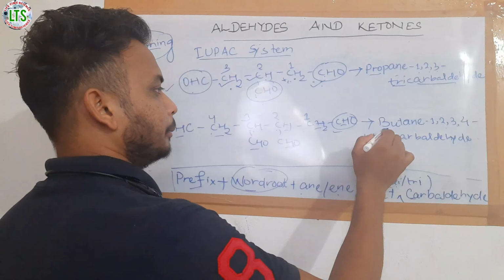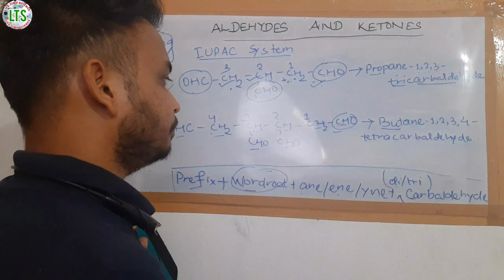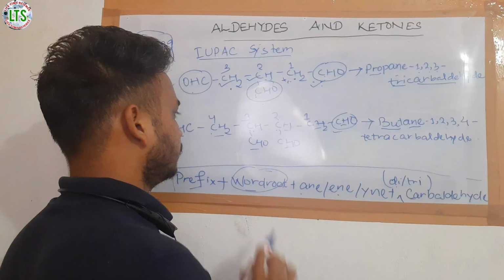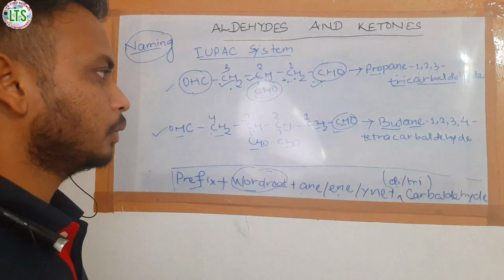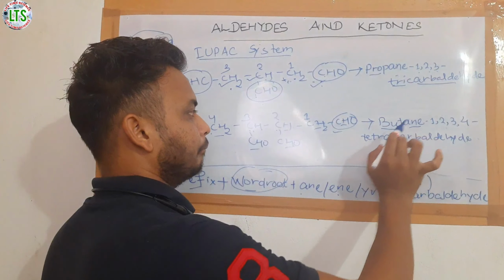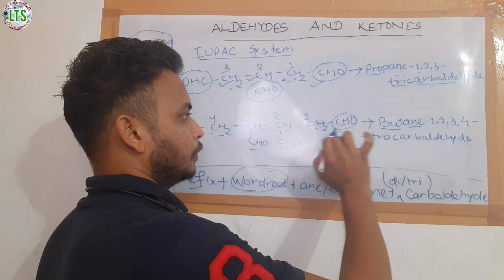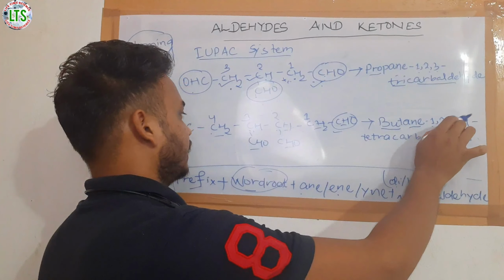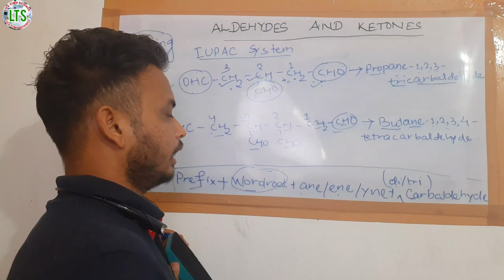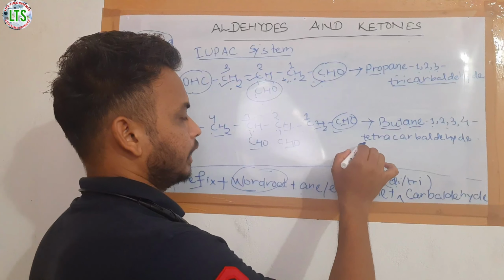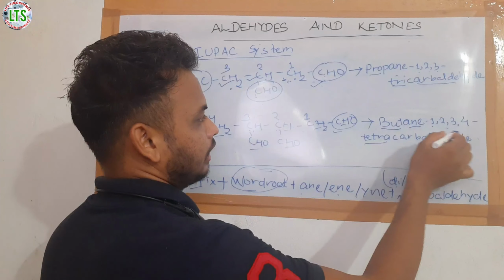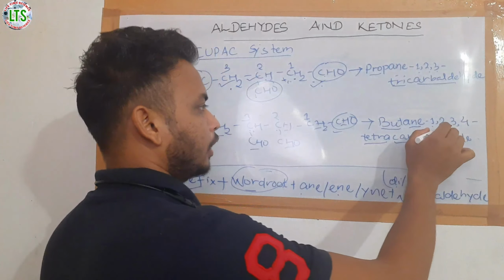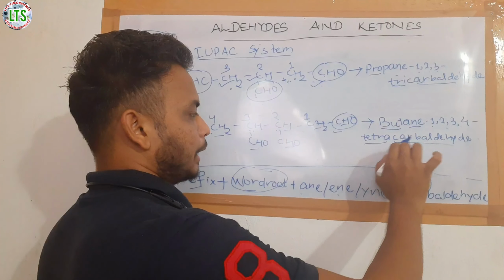So the word root will be but. Then we can write ANE, as there are no any type of double bond or triple bond in this compound. So ANE. Next, the position of CHO group is 1, 2, 3, 4. So we can write 1, 2, 3, 4. And as there are 4 CHO groups, so we can write tetra and lastly carbaldehyde. So the name is butane 1, 2, 3, 4 hyphen tetracarbaldehyde.